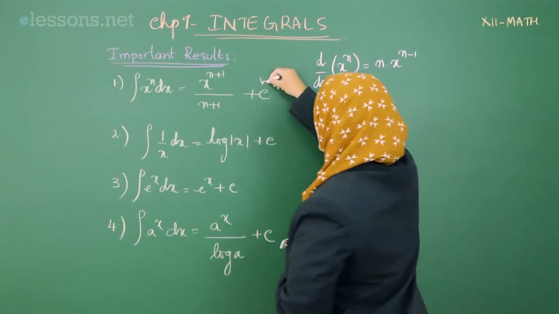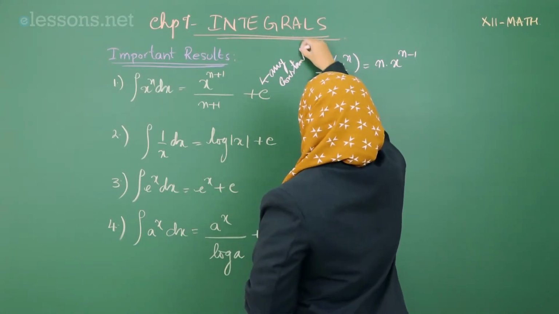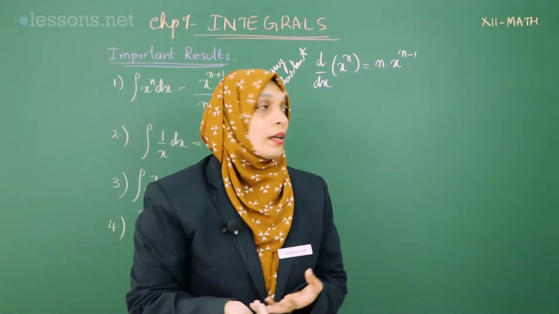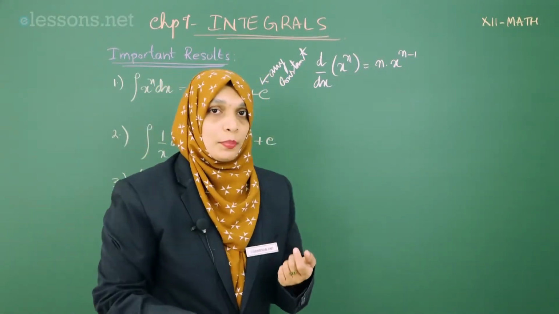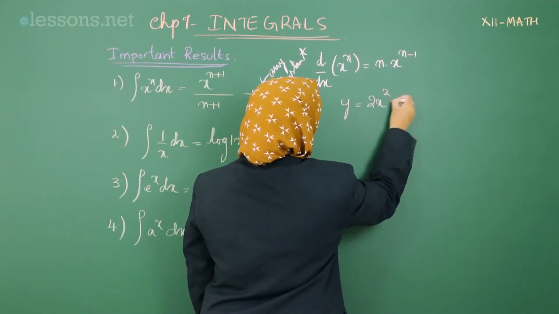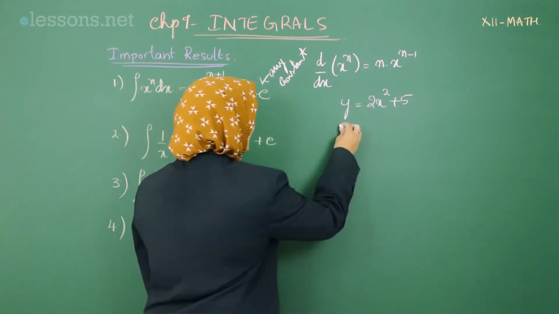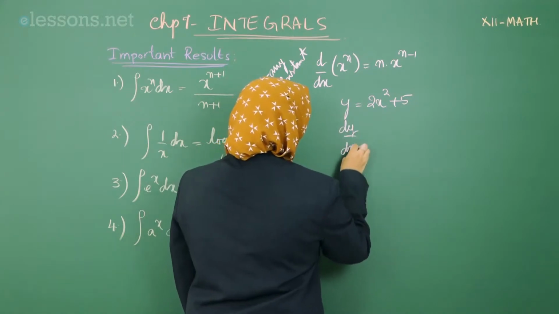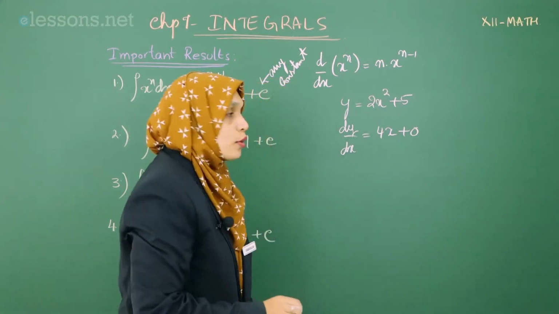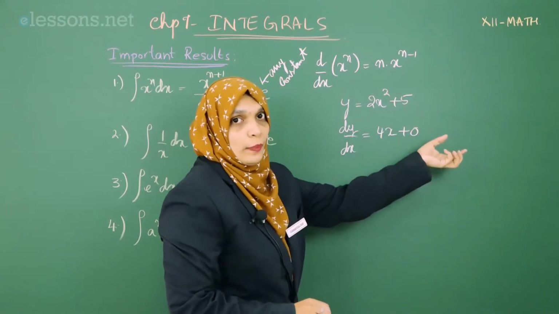Now this c here is any constant. Why do I need to put the constant over there? For example, let me take the given function as y is equal to 2x square plus 5. When I take its differentiation, what do I get? dy by dx is equal to 4x plus 0. So here the function 5 turned to be 0.